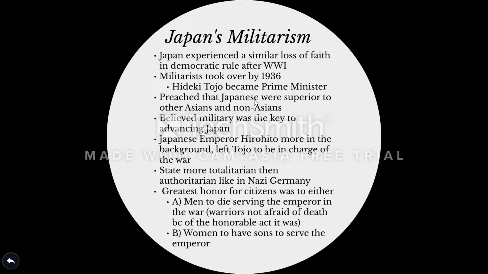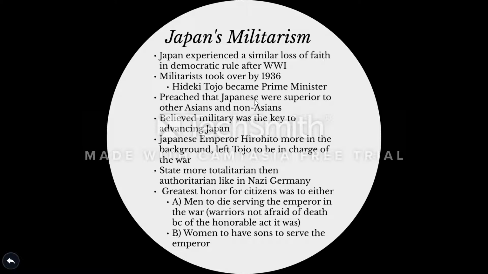They had a more totalitarian state than authoritarian, like in Nazi Germany. So they had more total rule. Like, it was all Tojo. In Nazi Germany, Hitler had other advisors and other people who did help influence his rule. So it was more total, everyday control of the citizens' lives happening in Japan.